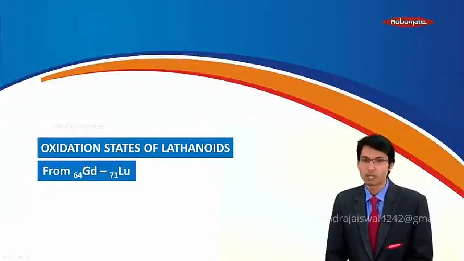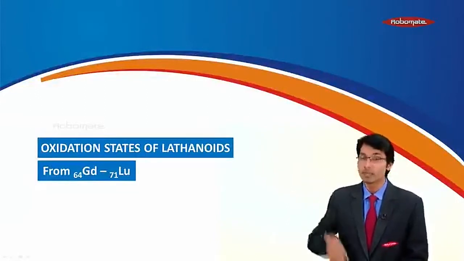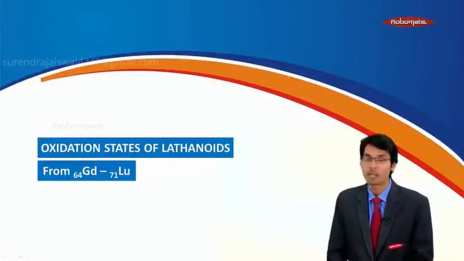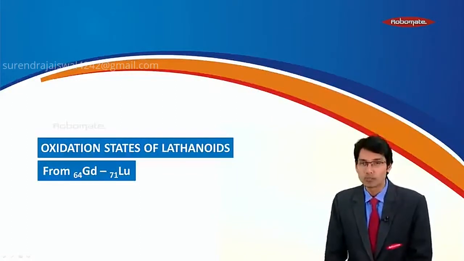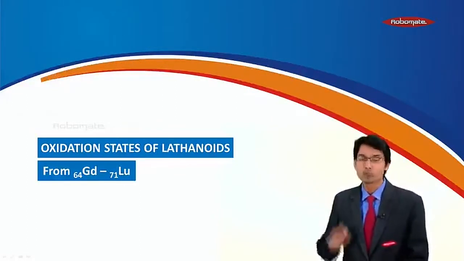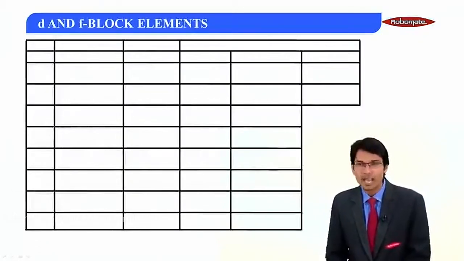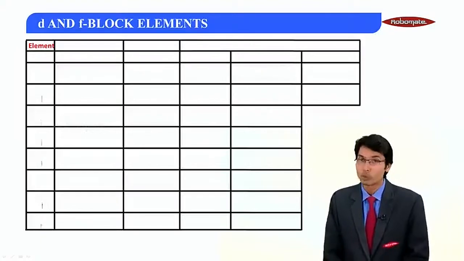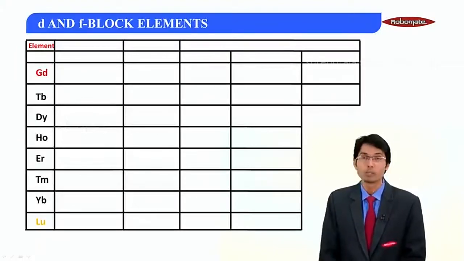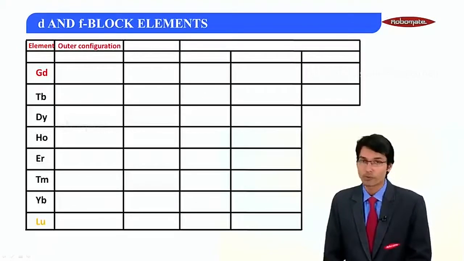Again in this module we are going to learn about oxidation states of lanthanides, but this time we are going to talk about the elements gadolinium to lutetium, that is atomic number 64 to 71. So first we have to consider the elements included from gadolinium to lutetium, and then we will talk about the outer electronic configuration.